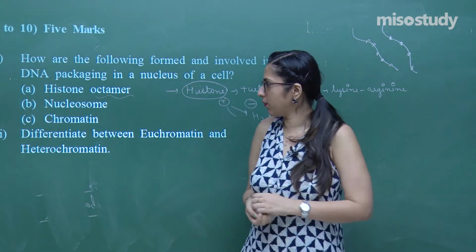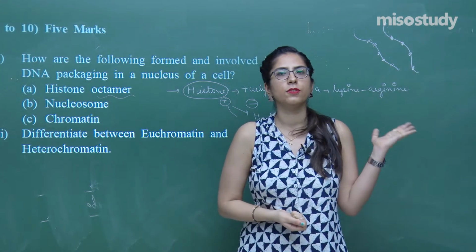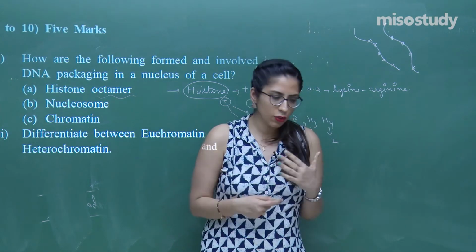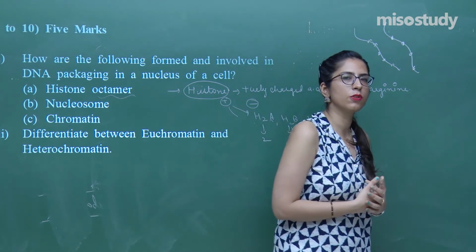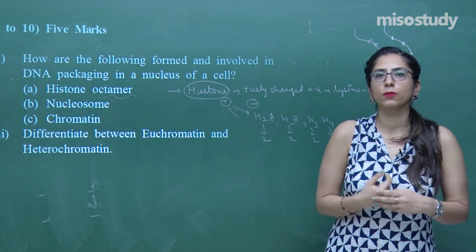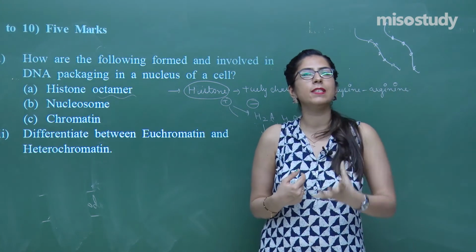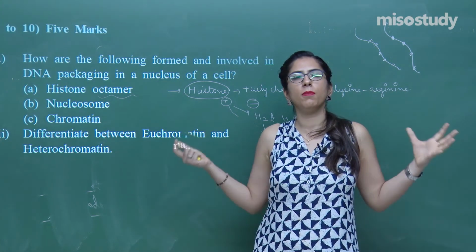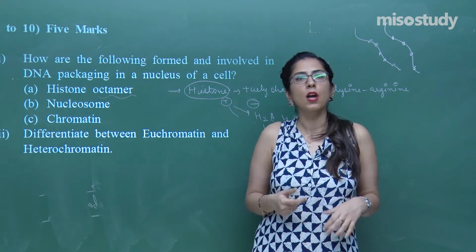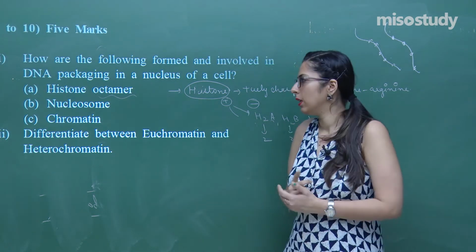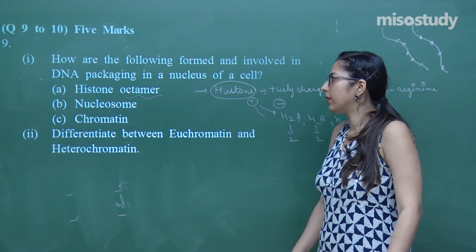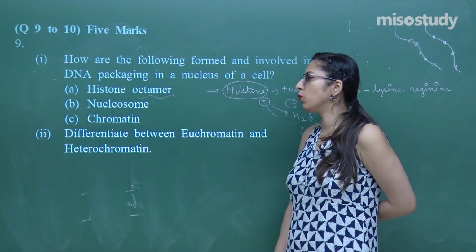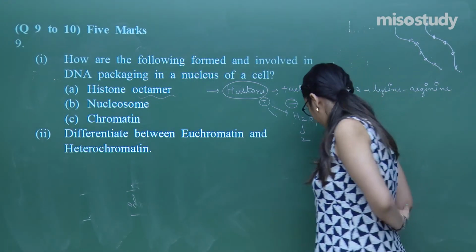So next we are talking about chromatin. This is called the chromatin fibers. These chromatin fibers further condense into a solenoid and form a solenoid type structure, and at metaphase they further form another structure which is called a chromosome, right? Now let's look at the second option, which is to differentiate between euchromatin and heterochromatin.